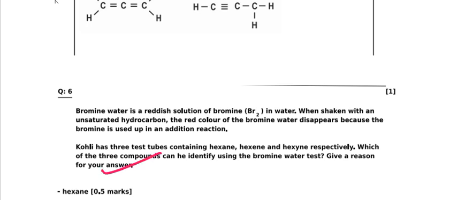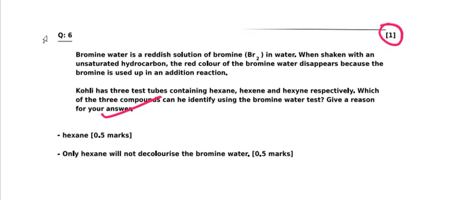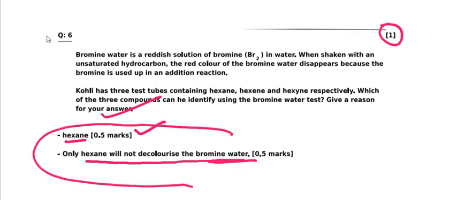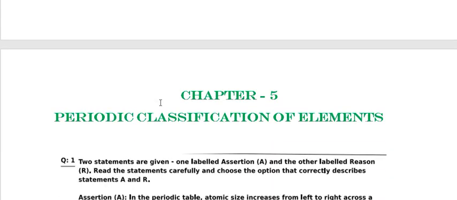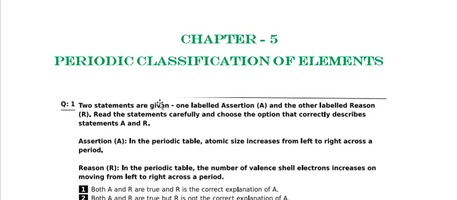It carries 1 mark, so how can we find? So see on the screen, hexane. When you write hexane for the first and second, only hexane will not decolorize the bromine water. Hexane will not decolorize the bromine water, so we get 1 mark when we write like this. Now come to the next chapter.